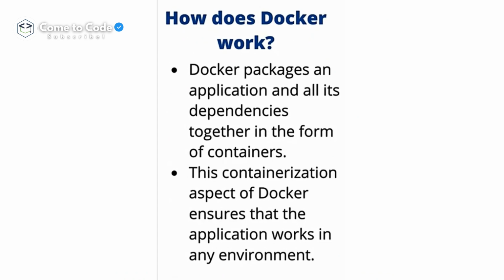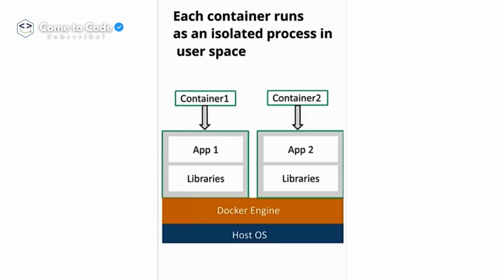How does Docker work? Actually, Docker makes a package of the application with its dependencies in a container, and through this containerization Docker ensures that the application works in any environment. So here you can see each container runs separately: container 1 running application 1 with its own library, and container 2 running application 2 with its own library, behind the Docker engine. So here is an isolated environment.